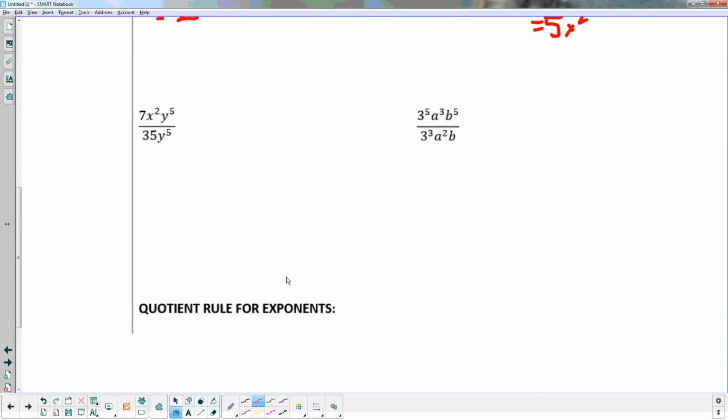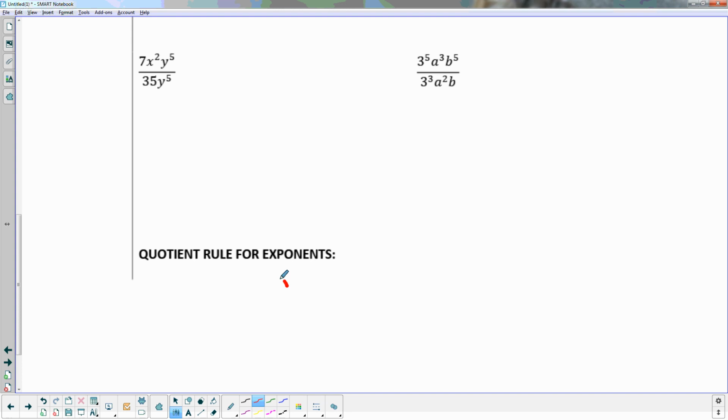So the quotient rule is that if I have any number to the n over any number to the m, and the big thing here is that we're dividing, I want to go the power of the top minus the power of the bottom. And that'll be my way to simplify that. Go ahead and pause that and give that a try on these two problems.